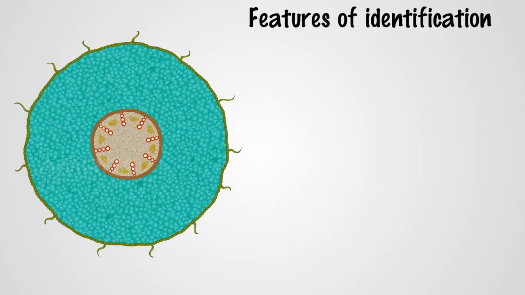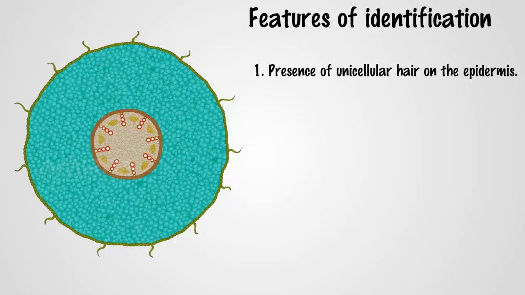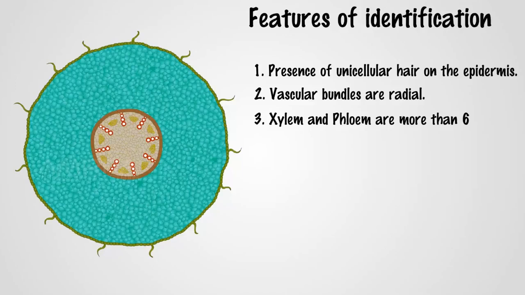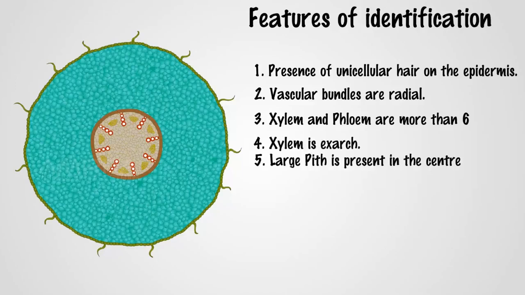Features of identification. Presence of unicellular hair on the epidermis. Vascular bundles are radial. Xylem and phloem are more than 6. Xylem is exarch. Large pith is present in the center.